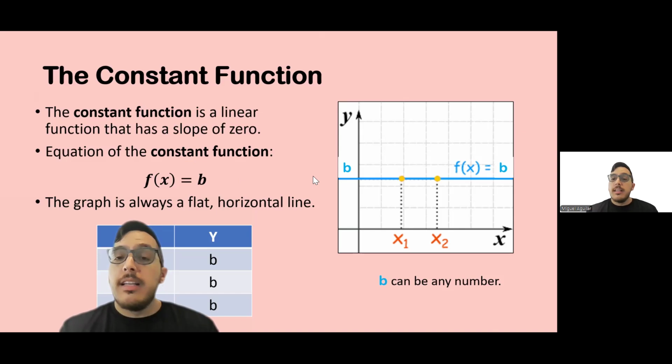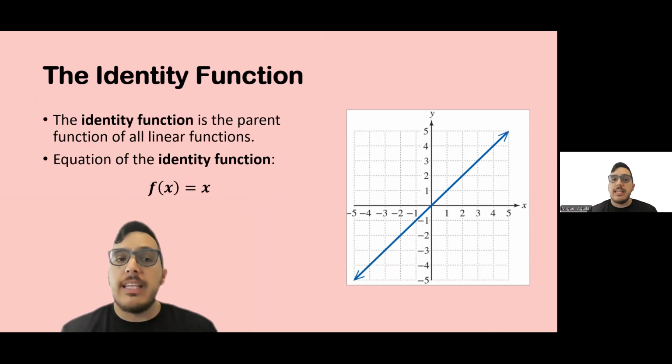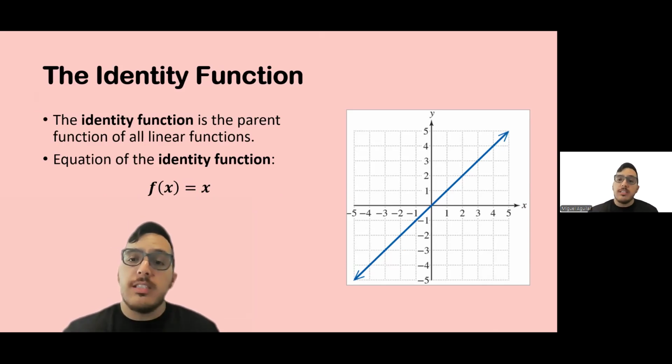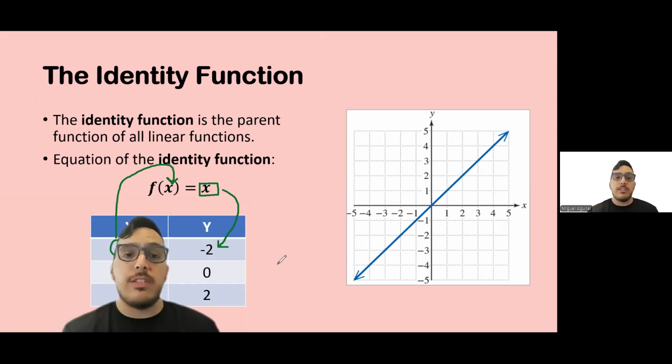Okay. Now that's going to be different from our next linear function, which is the identity function. And the identity function is usually thought of as the parent function for all linear functions. The identity function is a perfectly diagonal line that crosses through the origin, and we can say that it has a slope of 1. Okay. The identity function is interesting because any input, any x value that you plug into this function, well, that's going to be the same thing as the output. So here, our y value will just be whatever x value we give to this function.